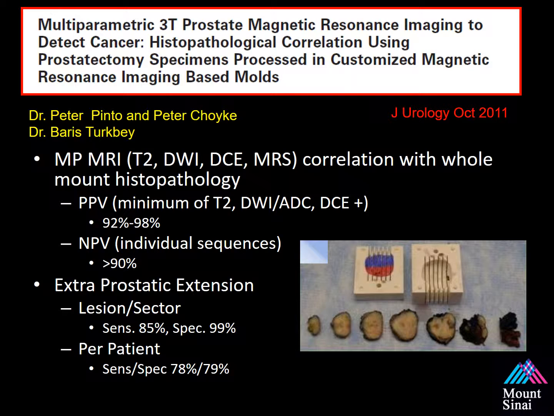We reported positive and negative predictive values to be greater than 90% correlating with MRI and whole mount histopathology. Looking at extraprostatic extension, on a per lesion basis, our sensitivity and specificity was 85 and 99%. However, when we looked at the overall for the entire gland, if extraprostatic disease was found or not, the sensitivity and specificity did decrease.